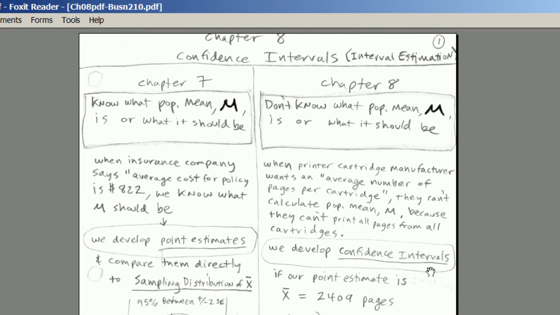So we're still going to use point estimates. We'll go out and take a sample. We'll get 2,409 pages. That's the average from our sample, or the mean from our sample of number of pages.